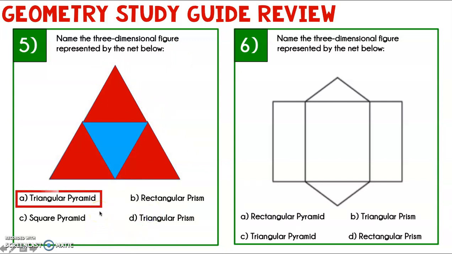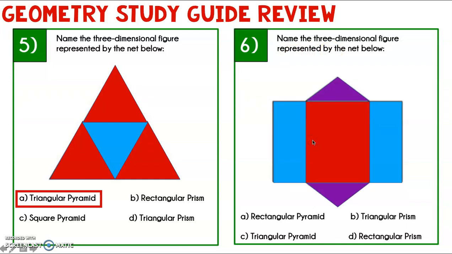Number 6 says name the 3-dimensional figure. So if we look here, we have rectangular sides. And we know if we have rectangular sides, it is a prism. And prisms are named by their ends. These have triangular ends, so this is a B, triangular prism.